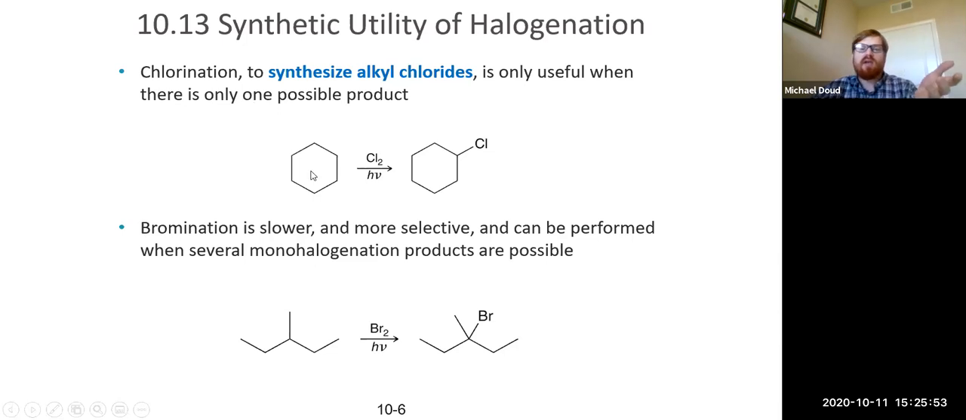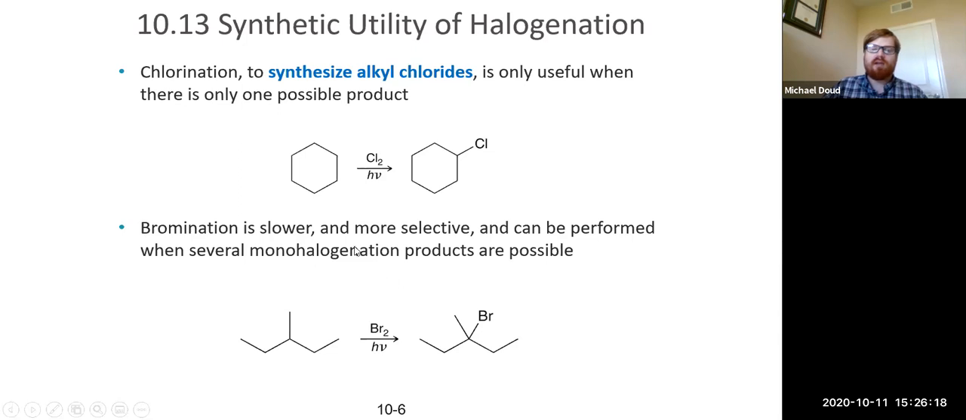Like if you take cyclohexane, there's only one type of carbon on cyclohexane. They're all equivalent to one another. So you chlorinate it and you just use a high excess of cyclohexane compared to the chlorine, and you're going to get the monochlorinated cyclohexane. So you can do it that way. For all the reasons we talked about in the last video, it's not useful if you have more than one carbon that can be chlorinated.